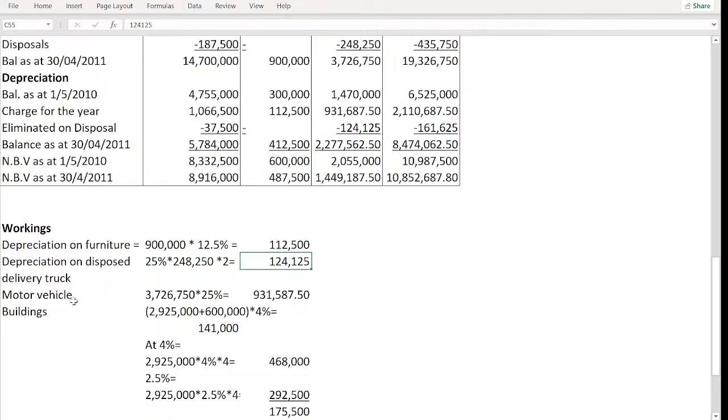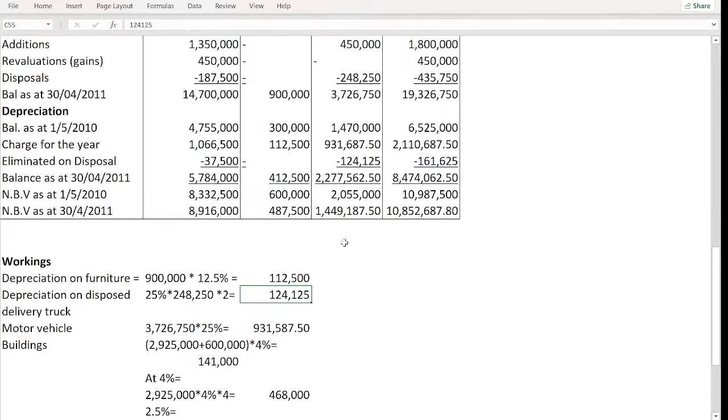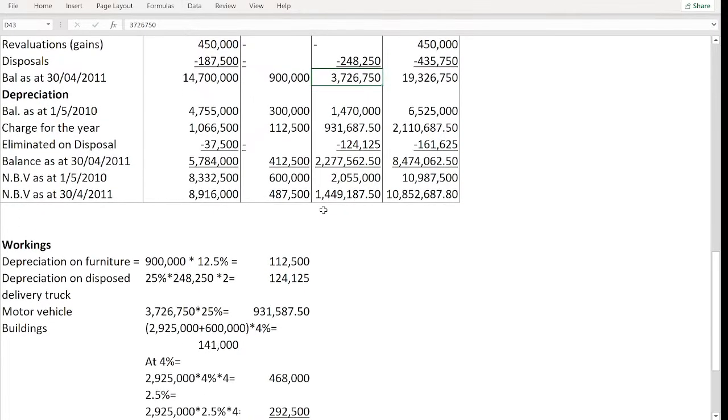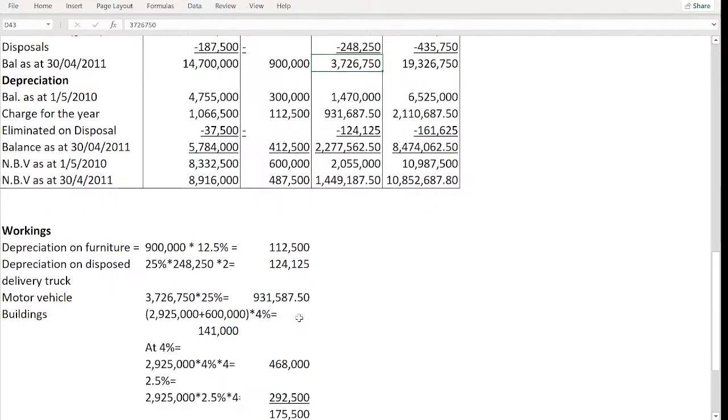Then we also have another calculation for the motor vehicle. For the motor vehicle, we are going to get its cost here. This is the balance after we have added the new truck as well as the disposal. This is the amount that we are going to use to calculate the depreciation, where the depreciation rate is 25%. We are going to get 931,557.50. So that is for the motor vehicle.